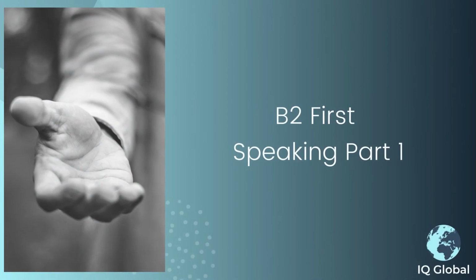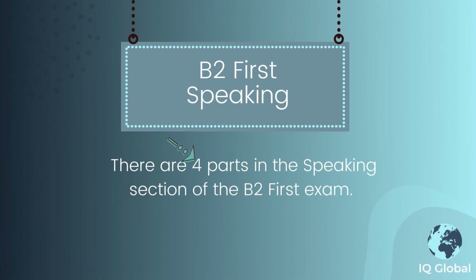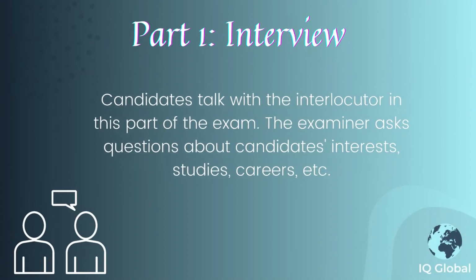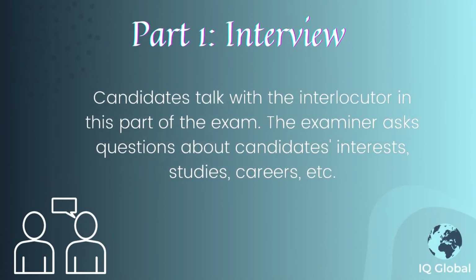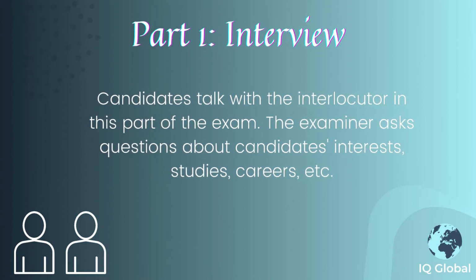Speaking Part 1. Exam Preparation Tips. There are 4 parts in the speaking section of the B2 First exam. Part 1: Interview. Candidates talk with the interlocutor in this part of the exam. The examiner asks questions about candidates' interests, studies, careers, and so on.